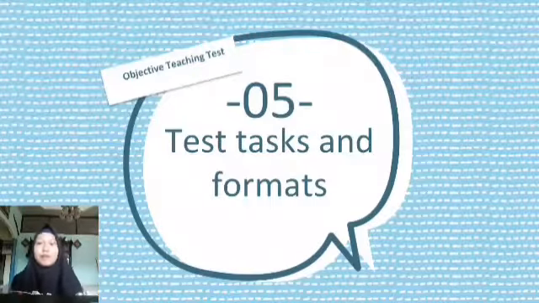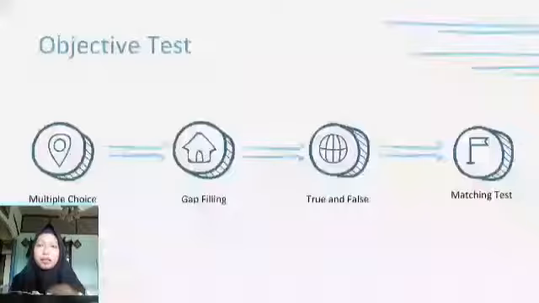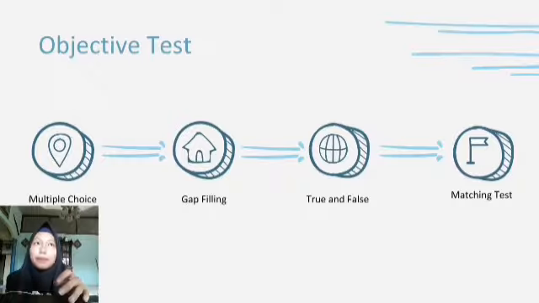In reading, we just use an objective test. In an objective test, there are many kinds of tests that you can choose. For example, multiple choice, gap filling, true and false, and matching tests. But the most commonly used objective tests for reading are multiple choice and true and false, where you can find the answers to the questions from the reading text.